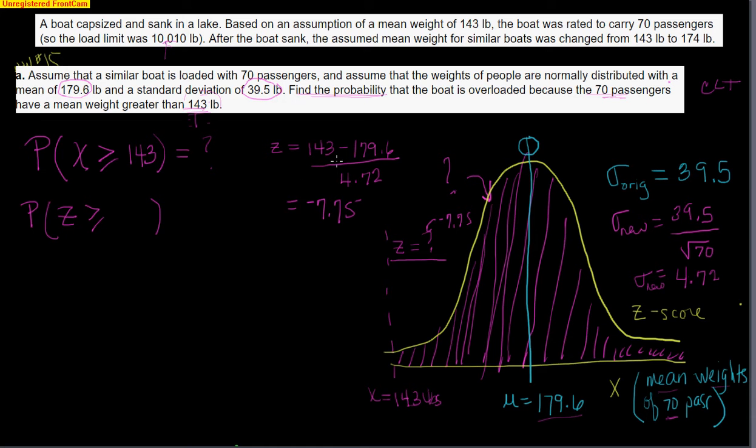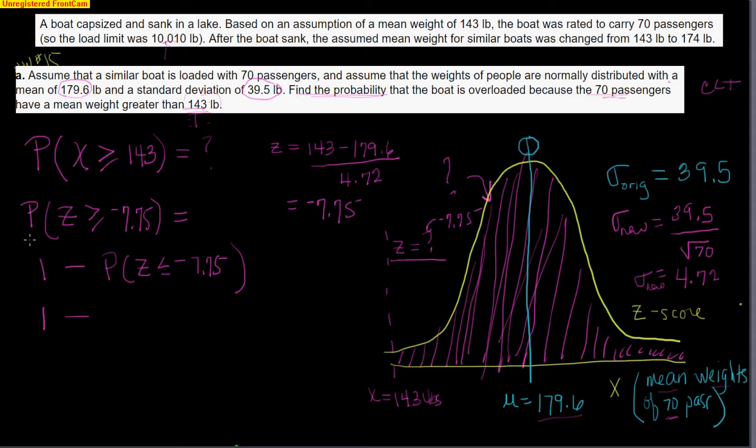Wow, that's a lot. All right? In fact, you can see that it's basically 100%. There was almost 100% chance that it was going to sink. But just to go through the math, this is the same as z is greater than negative 7.75. Remember, our z-table can't do greater than, it can only do less than, so this is the same thing as 1 minus the probability that z would be less than or equal to negative 7.75.